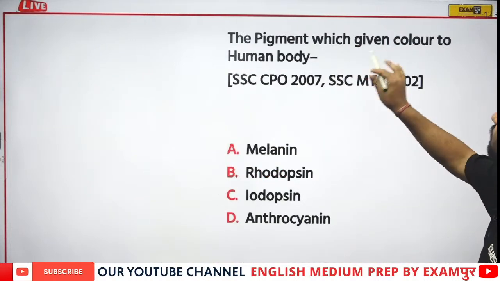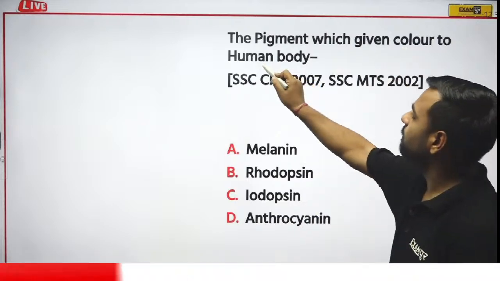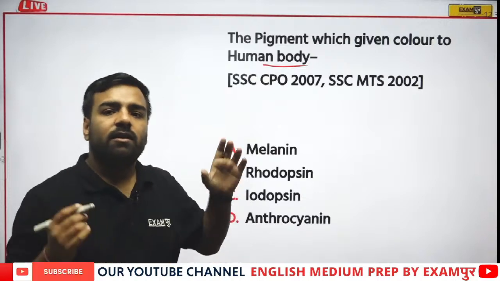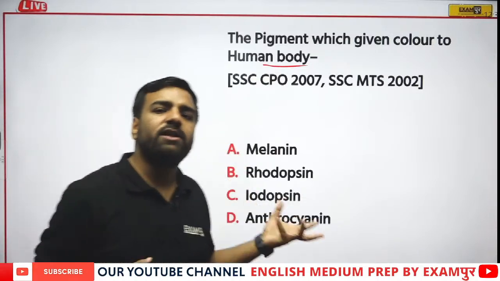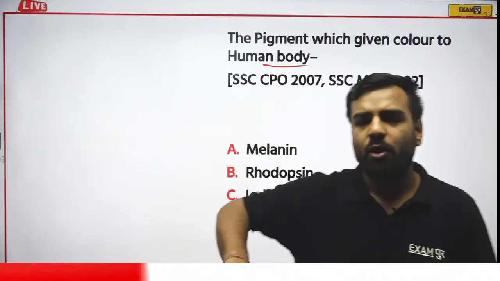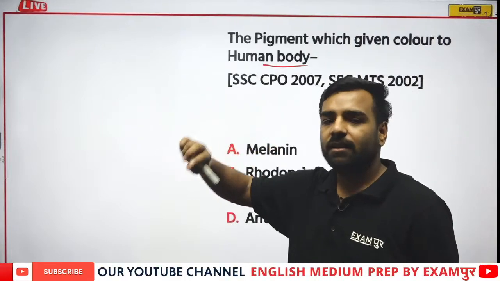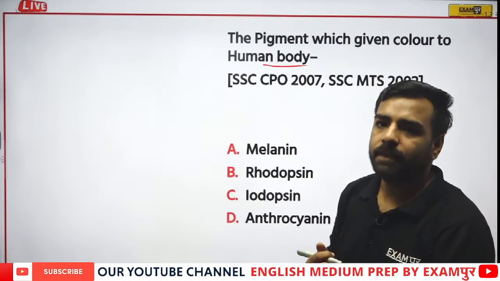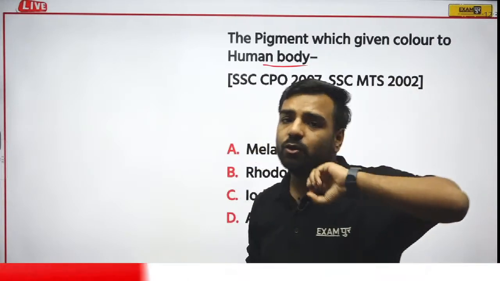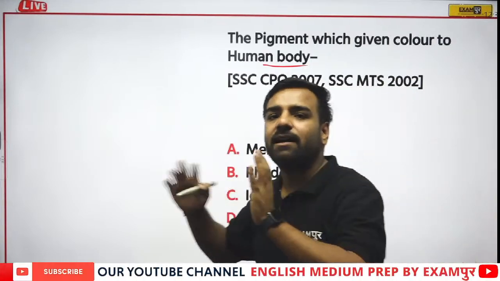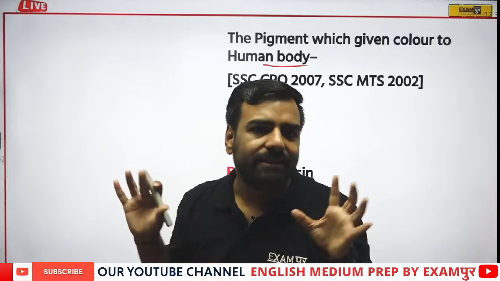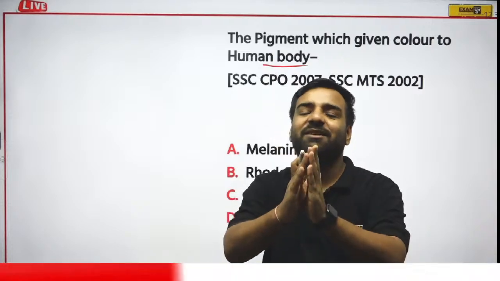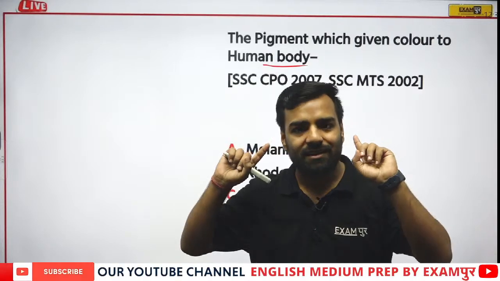Next, the pigment which gives color to the human body. We Indians are actually brownish in color. If I talk about British, they have fair skin compared to us. If I go to the African countries, they'll have darker skin. So is it an issue created by us? No. None of the issue is created by us. Everything is done by hormone.